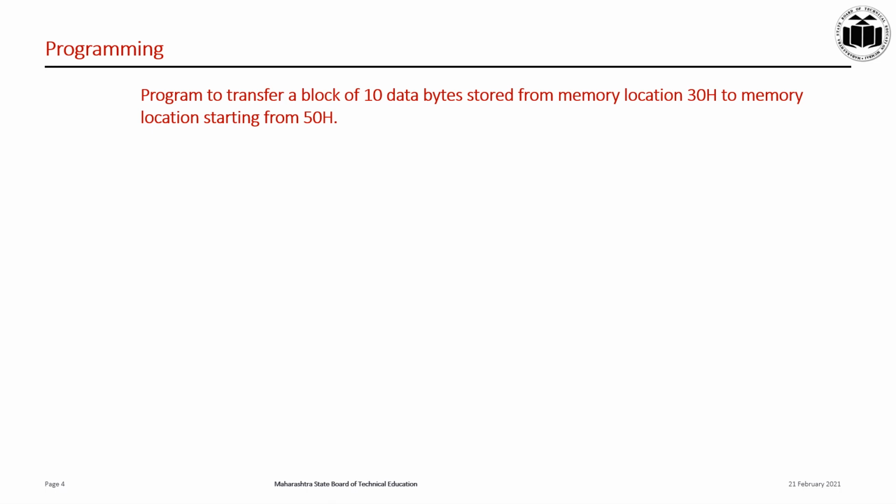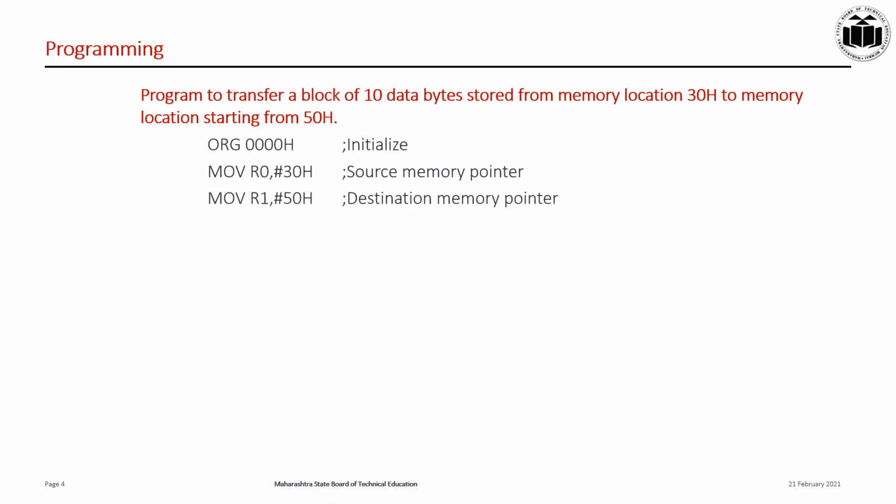Program to transfer a block of 10 data bytes stored from memory location 30H to memory locations starting from 50H. ORG 0000H to initialize the starting memory address. For 10 bytes of data transfer, we have to initialize the source pointer and destination pointer. The source memory pointer can be initialized by using the instruction MOV R0, #30H and the destination memory pointer can be initialized by using the instruction MOV R1, #50H. For 10 data bytes, we have to initialize a counter. So the counter is initialized by using the instruction MOV R7, #0AH.